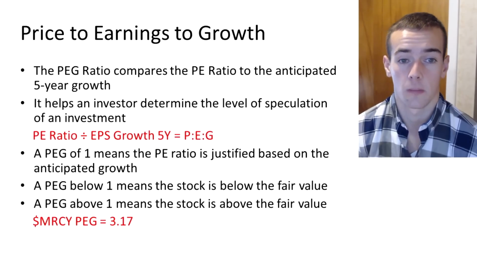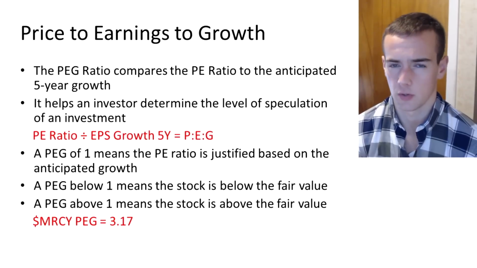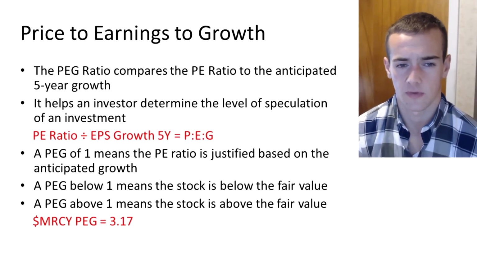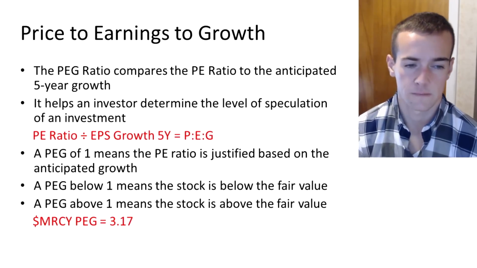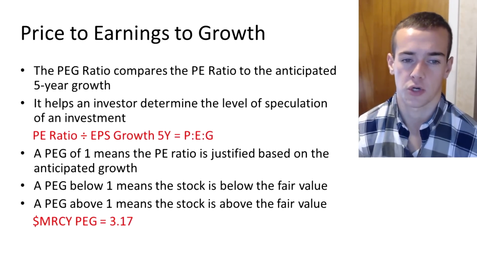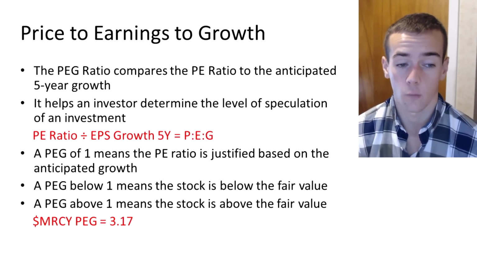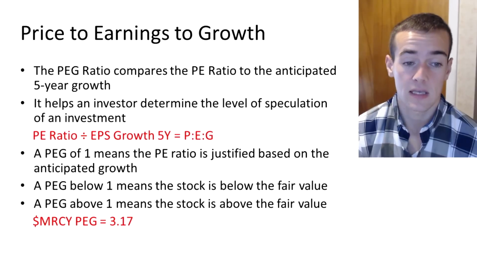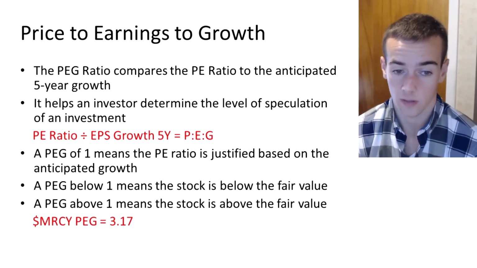Now the PEG ratio compares the PE ratio to the anticipated 5-year growth, and this is usually a good metric to use to understand whether or not the current PE is justified. It basically helps investors determine the level of speculation involved with an investment. So the way you would calculate this is you would take the PE ratio divided by the earnings per share growth projected over the next 5 years, and this gives you the PEG, or the price to earnings to growth ratio.